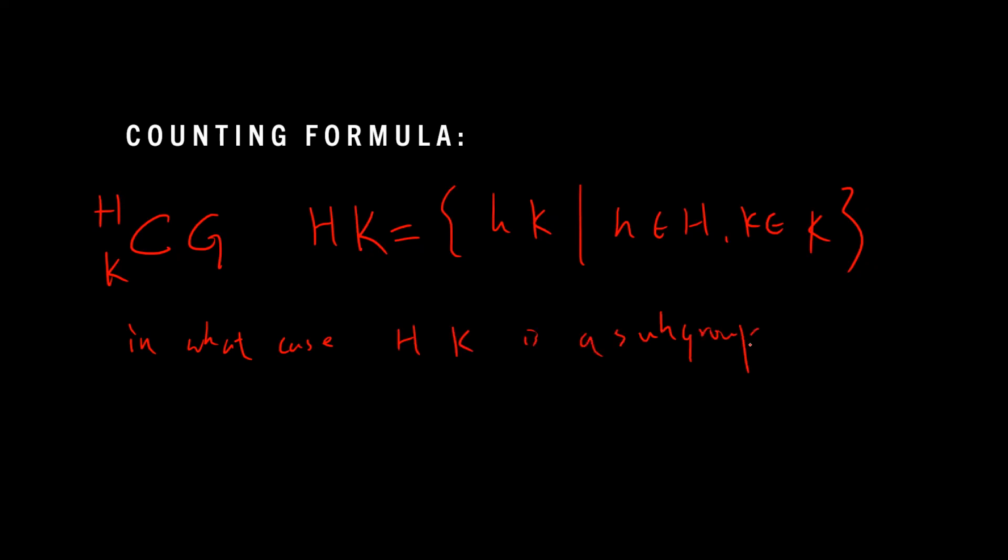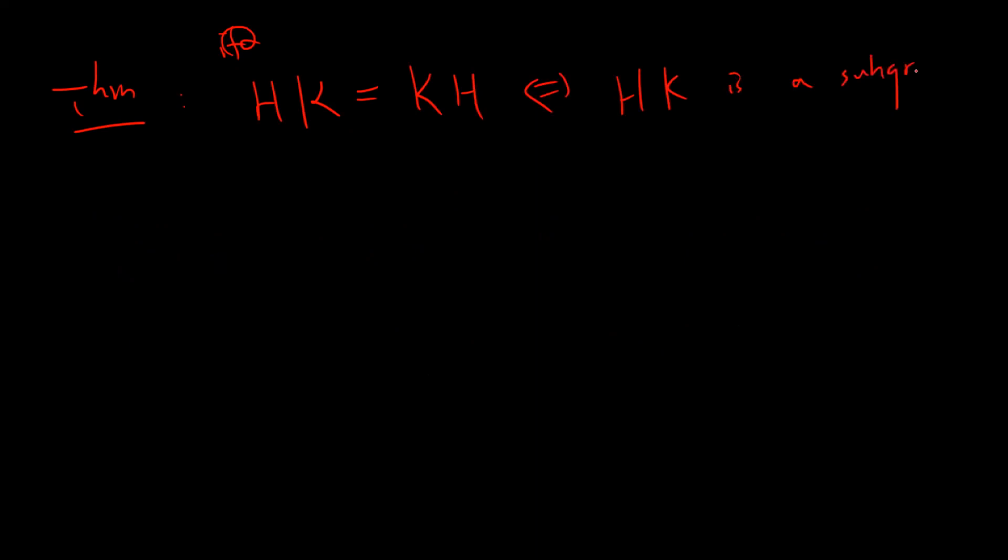So this is the interesting point. You can try some examples to show that HK may not be a subgroup. Okay, so let's talk about the theorem. The theorem says that HK equals KH if and only if HK is a subgroup. This is what I originally wanted to prove. So let's see the proof.